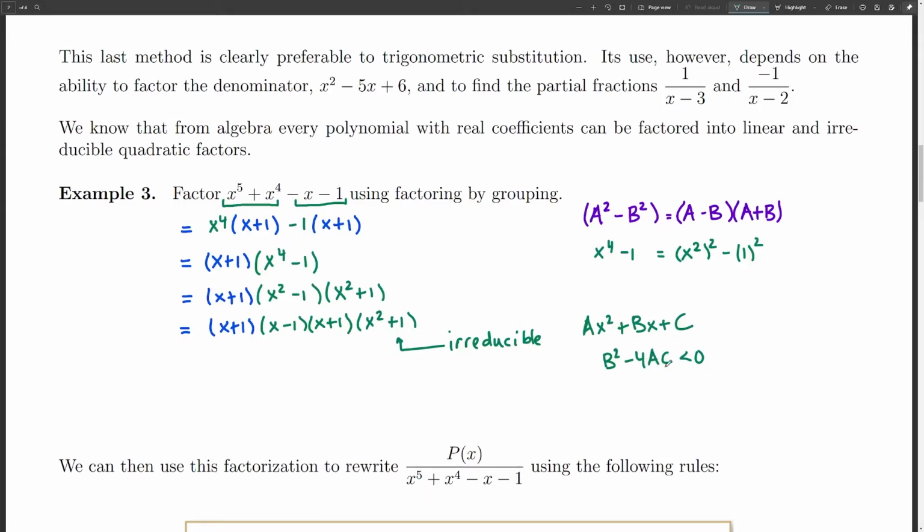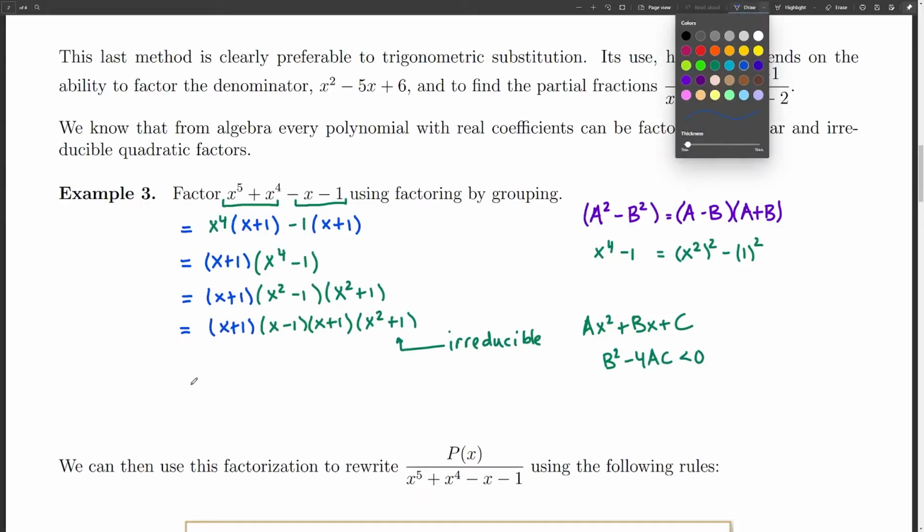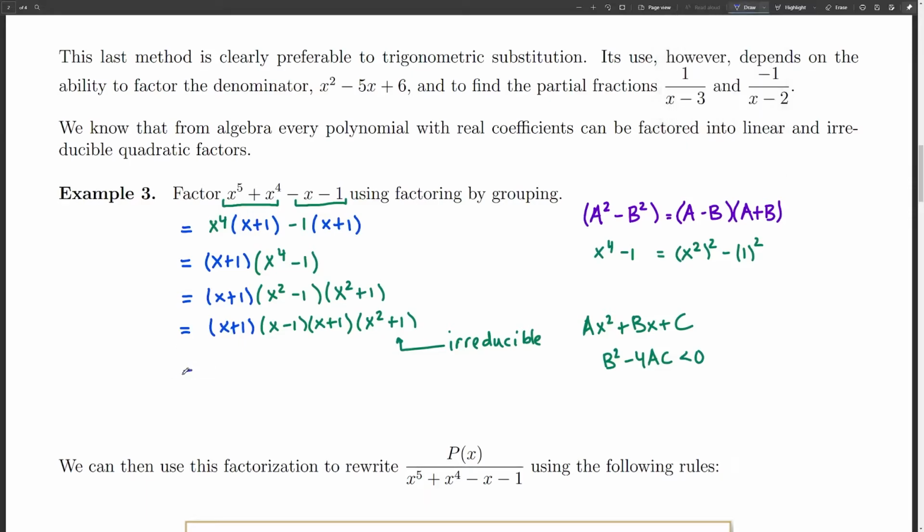And when we talk about factoring, we talk about factoring over the real numbers. So we don't want to introduce any complex factors. So at this point, all that we have to do is clean this up a little bit and combine those x plus 1 factors. So we can write x minus 1 times x plus 1 squared times x squared plus 1. And that is the complete factorization of that expression.